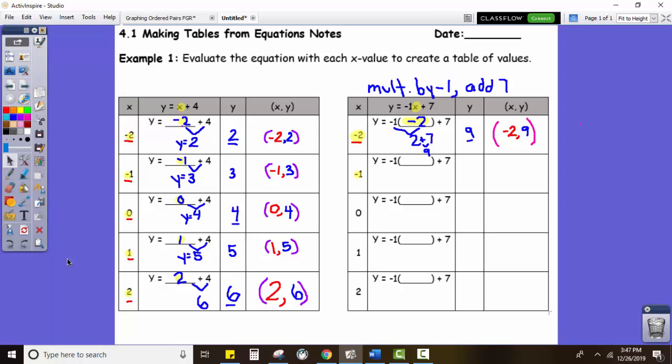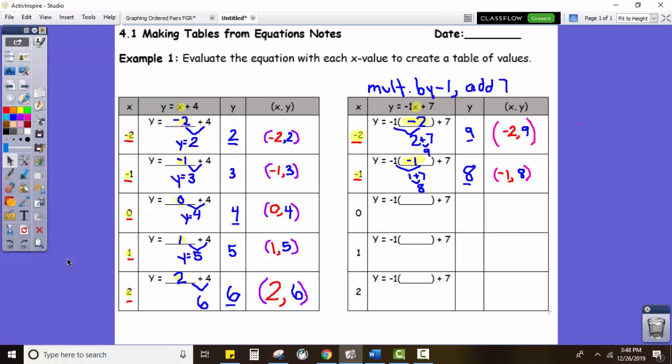Next one, I'm going to take -1 and plug it in right there for x. So I've got -1 times -1. Have to do that part first, which is +1, and then bring down the +7. 1 plus 7 is 8. So what I got out was 8. So record my ordered pair. X was -1, so I write -1, comma, 8 was y, so comma 8, and put parentheses.